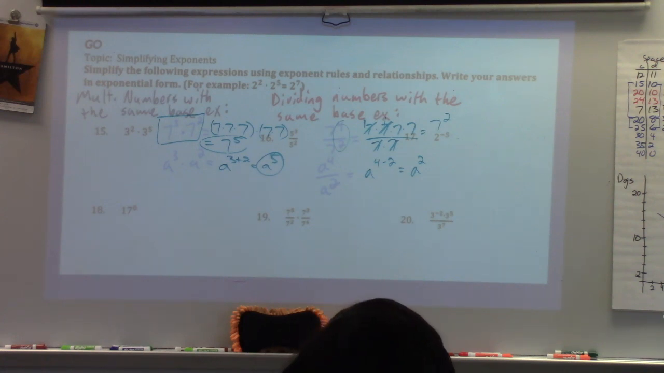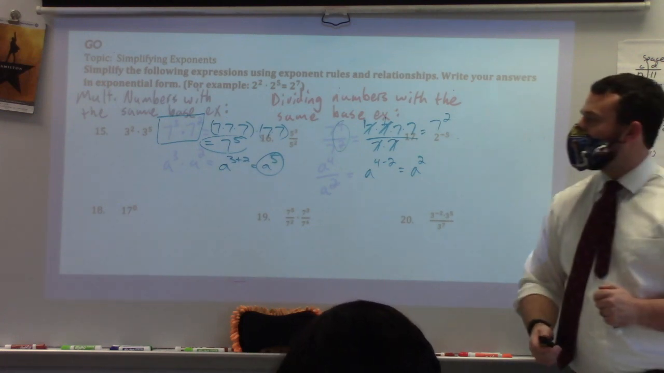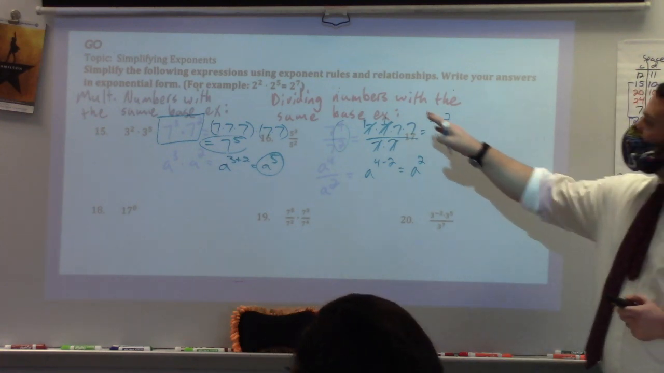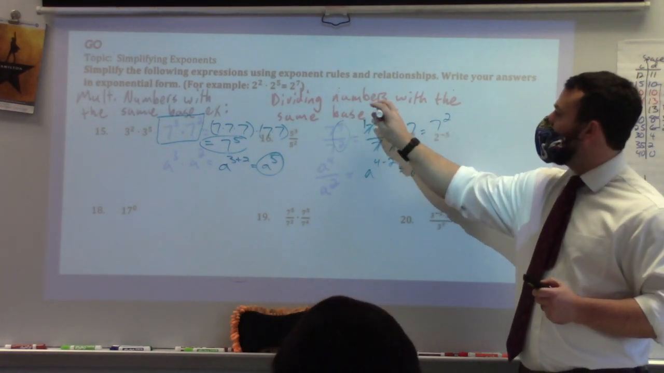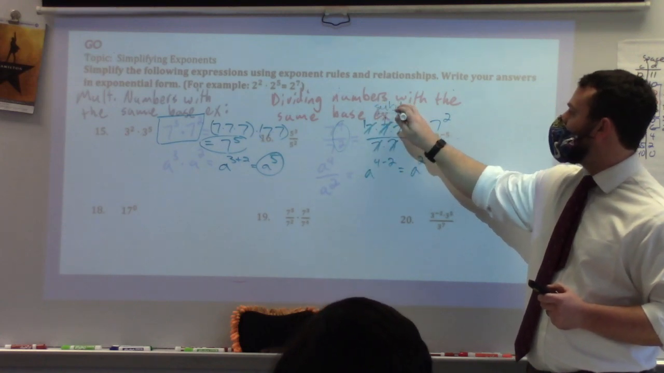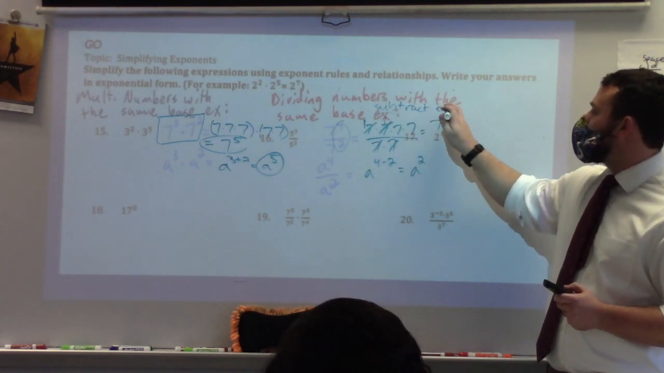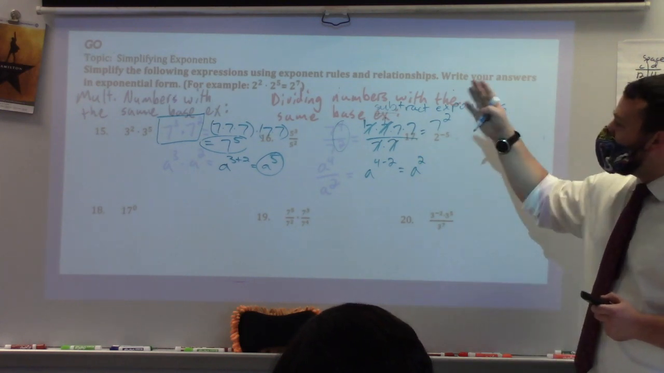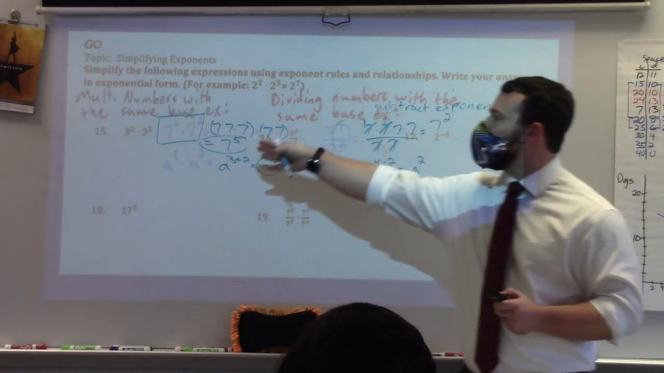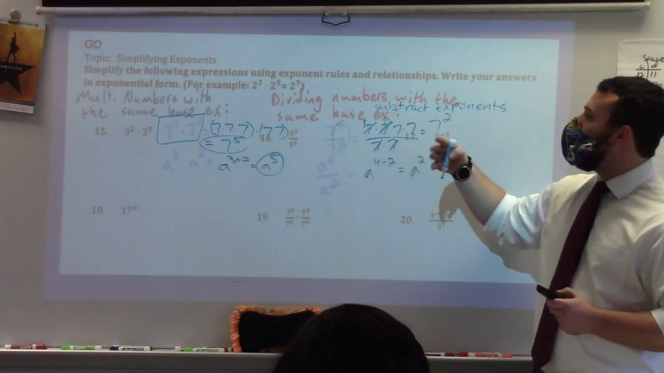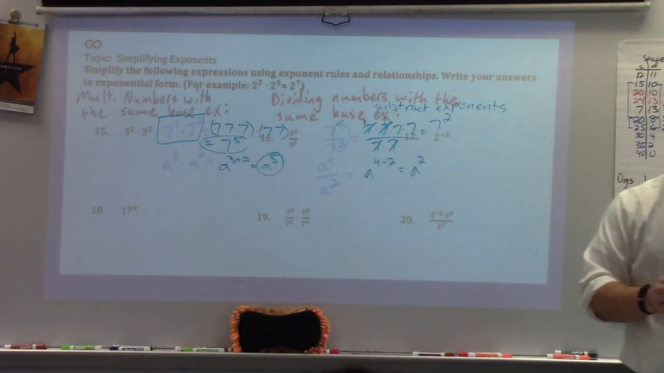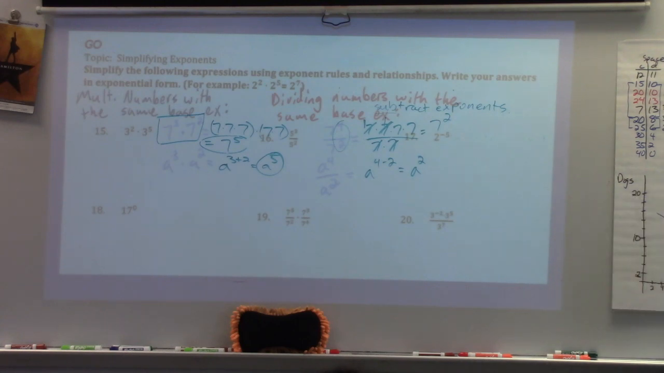And what's the one for adding them? So dividing equals subtract. What's the other one? Dividing numbers with the same base, subtract what? Exponents. Multiplying numbers with the same base, you're going to add what? Exponents. Right. You need to be very careful about that language. If you are not careful about your language, it will mess you up.